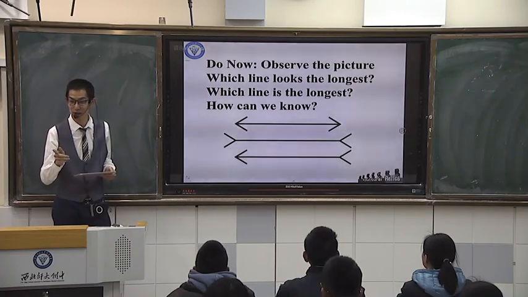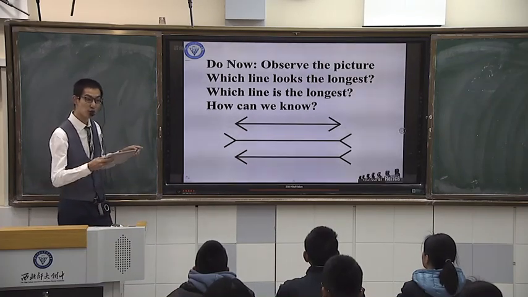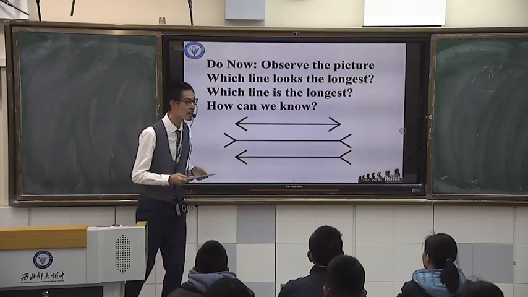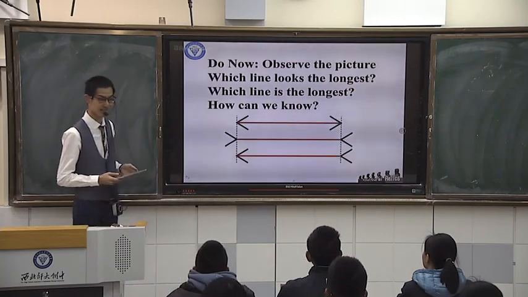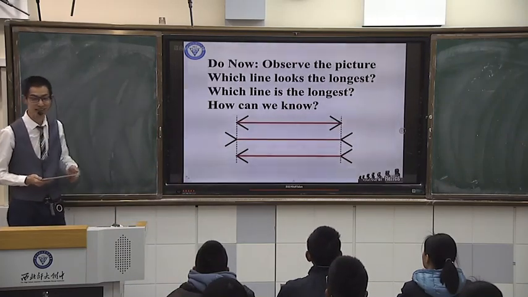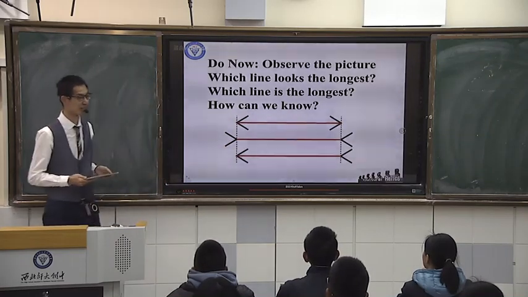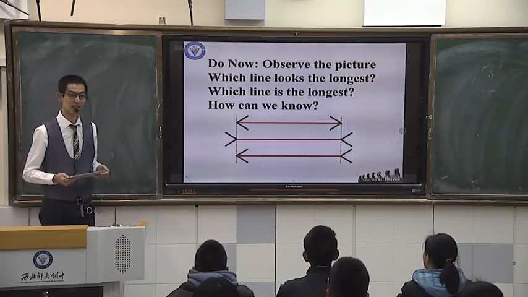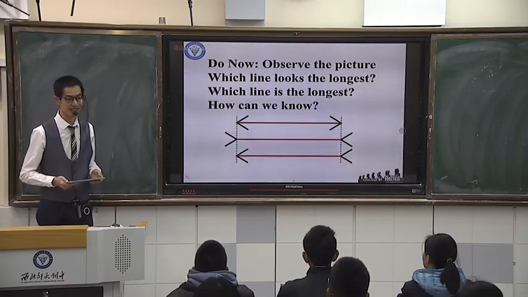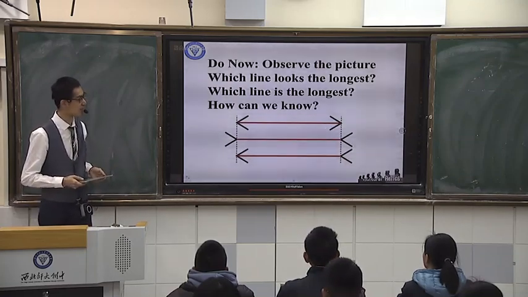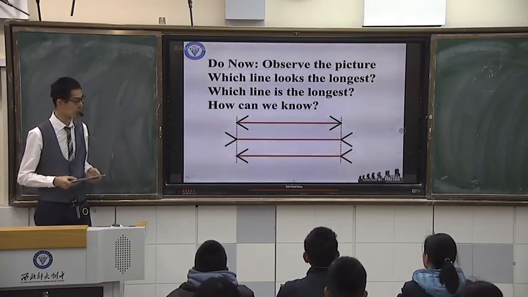How can we know? Very good. If we have a ruler, we can measure these lines like this. And then we will find 3 of them are the same. Very good. Class, sometimes our eyes in life will trick us, and sometimes what we read also will trick us.